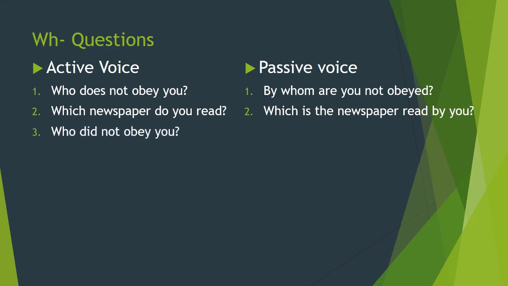Now the third one: who did not obey you? Again it is similar to the first statement. And who is the WH question word. So in passive voice it will be by whom. Instead of are we should use were, because did is in the simple past tense. So in passive it will be: by whom were you not obeyed.